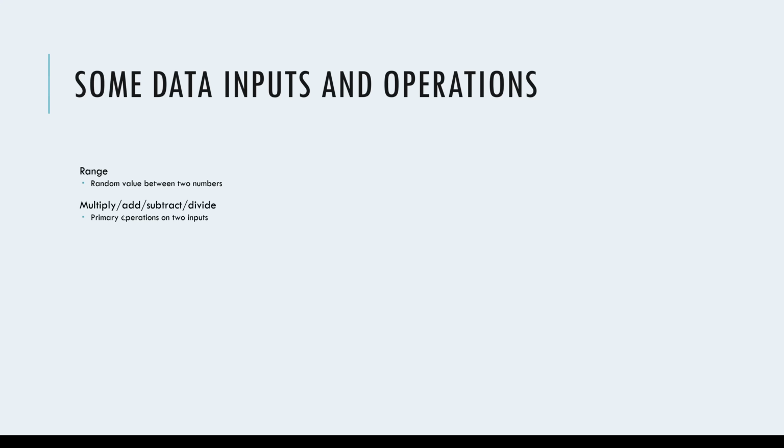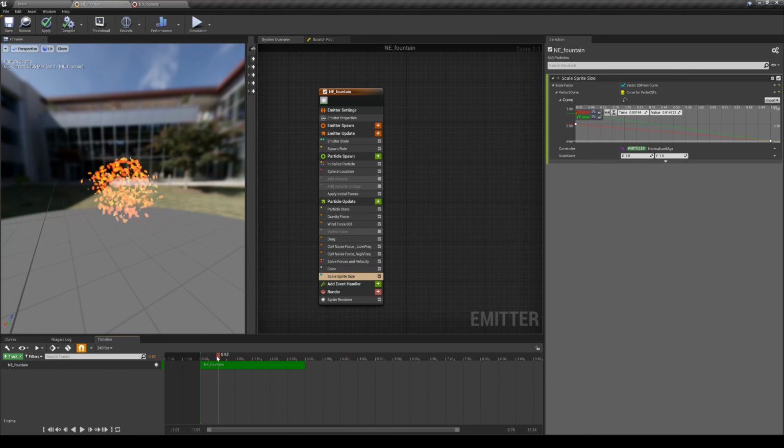Just be aware that in terms of data inputs, we can use a multiply value to multiply two numbers. Soon I'm going to show you an example that has some of these all together. We also have a curve input. We already used that for our particle sizes. Let's go back to Unreal. This is where we use that.